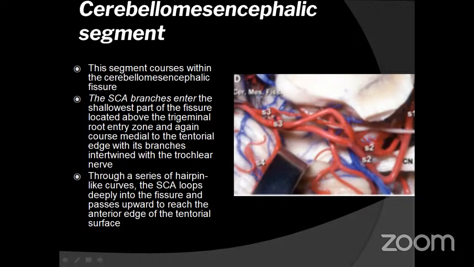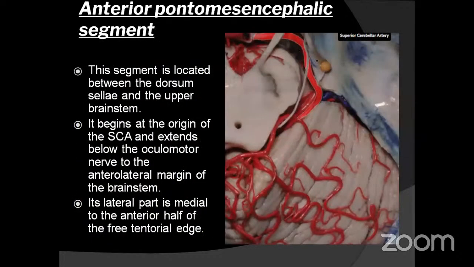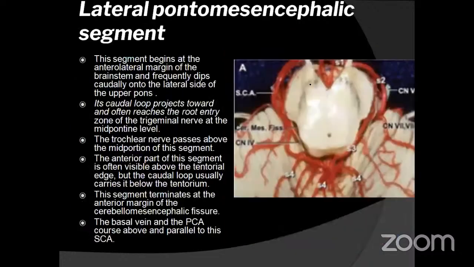So S1, which is anterior pontomesencephalic, is associated with the third nerve. S2, lateral pontomesencephalic, is associated with the trochlear nerve.